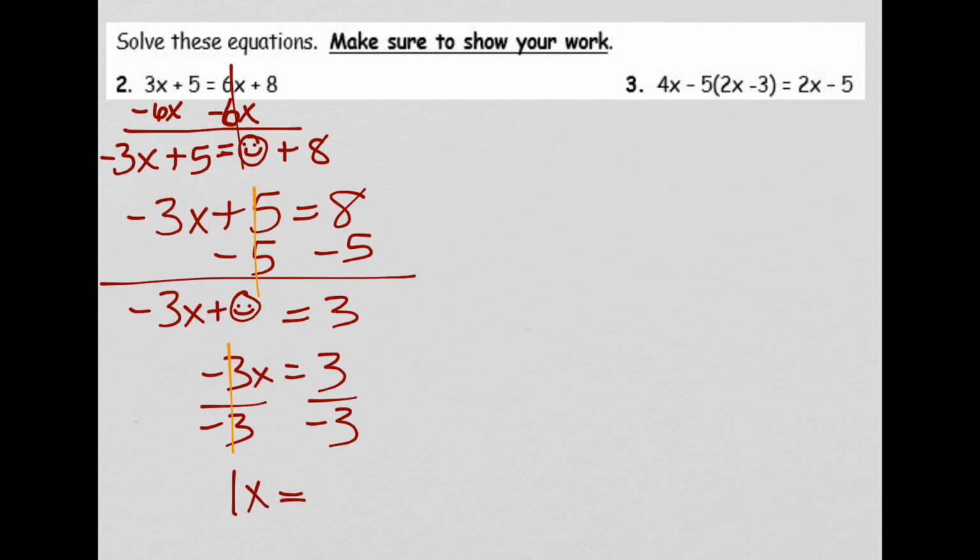Negative 3 divided by negative 3 is 1. That's where the 1 came from. And then on the right-hand side, we have 3 divided by negative 3, which is negative 1. 1 times x is x. That's the multiplicative identity property. And so x is just negative 1.